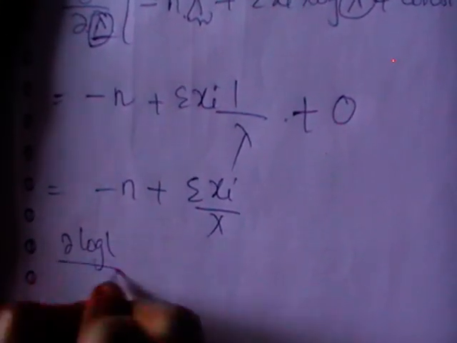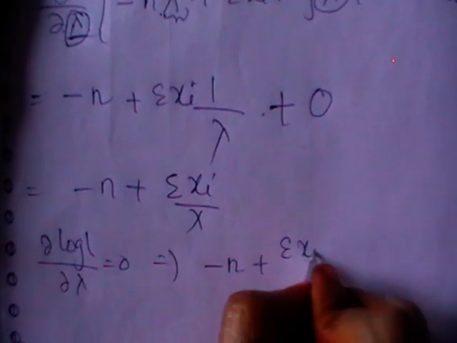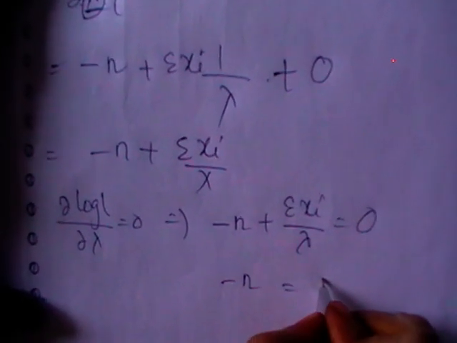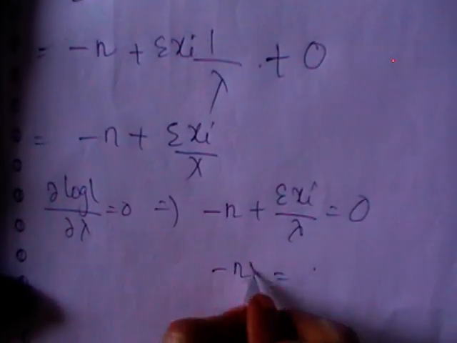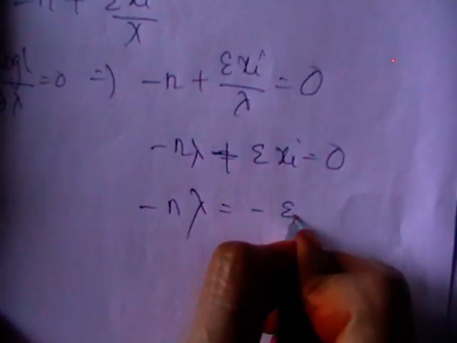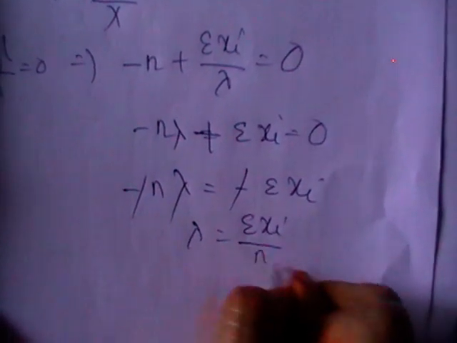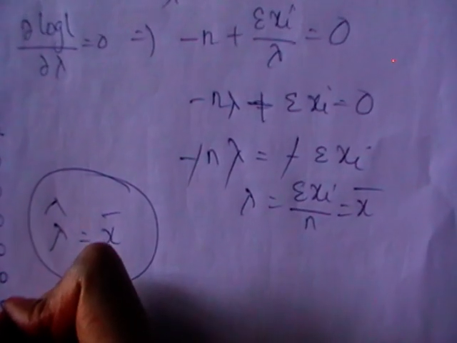As dou log L by dou lambda is 0, you get minus n plus sigma xi by lambda equal to 0. Take the LCM: minus n lambda plus sigma xi is equal to 0. You need to find the expression for lambda. Minus n lambda is equal to minus sigma xi. Lambda is equal to sigma xi by n, which is nothing but x bar. So the estimator for lambda is x bar. The MLE estimator for lambda is x bar. Thank you.